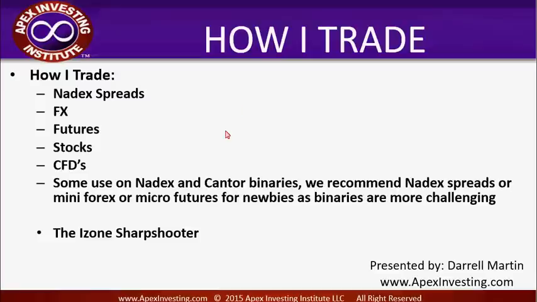So this is what we call our iZone Sharpshooter trading system. And this is how we trade Nadex spreads, FX, futures, stocks, and CFDs. There are some people that do trade some binaries on it, but we recommend Nadex spreads or mini Forex. So what is the iZone Sharpshooter?